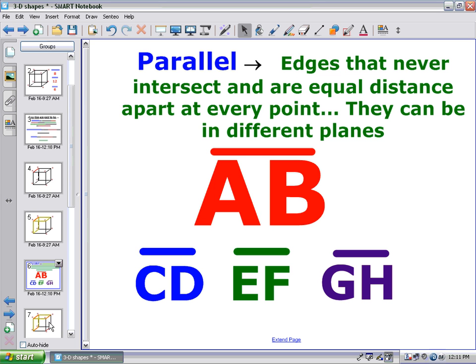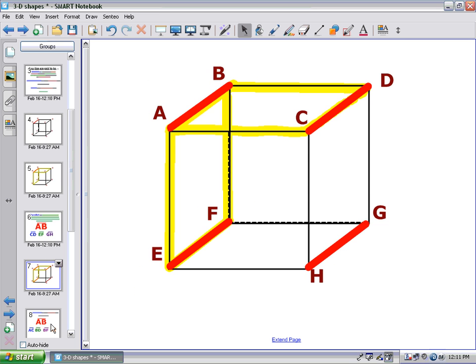Now, when I'm talking about line segment AB, they are parallel, and I go back to the definition, edges that never intersect and are equal distance apart at every point, and they can be in different planes. And my answers to this are the line segments or edges C to D, E to F, and last but not least, outside the planes, G and H. And let me show you what this looks like so you get a better chance.